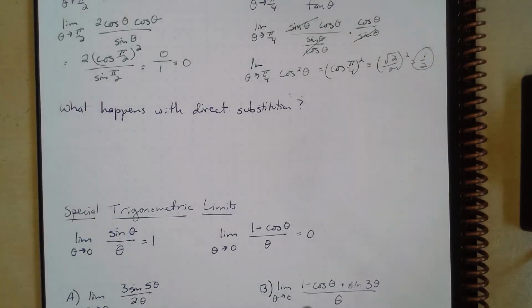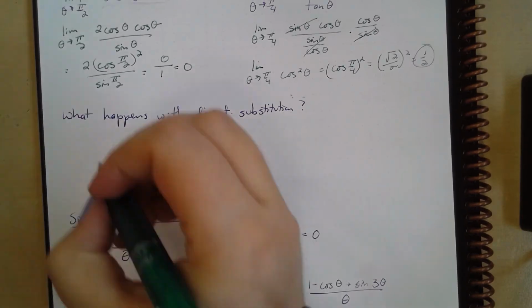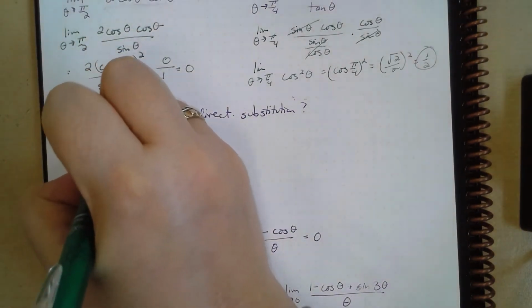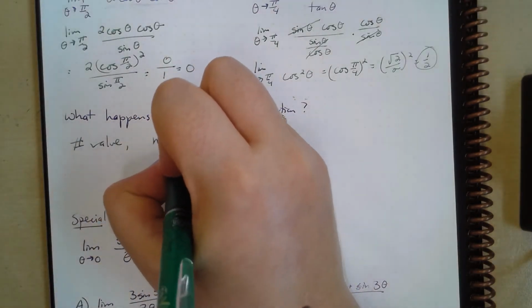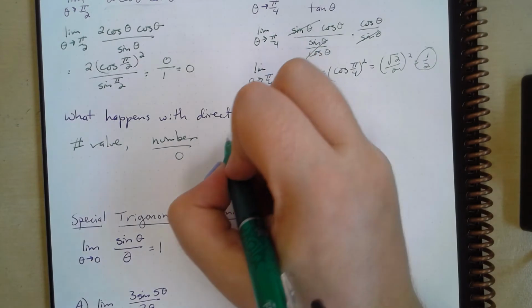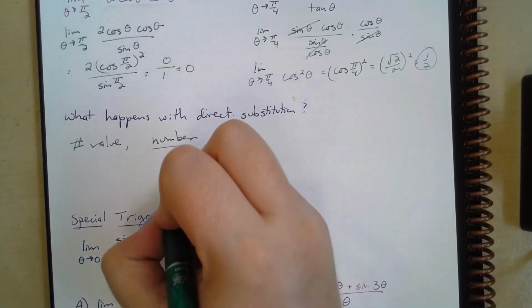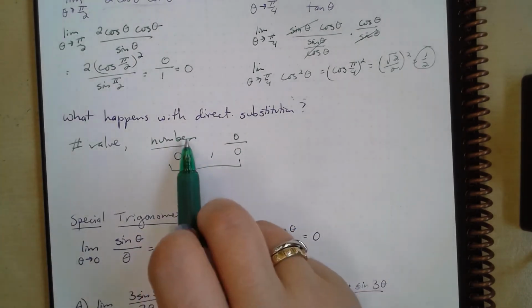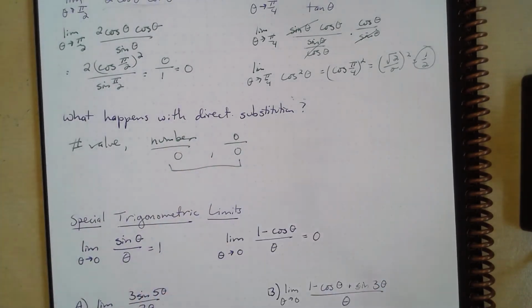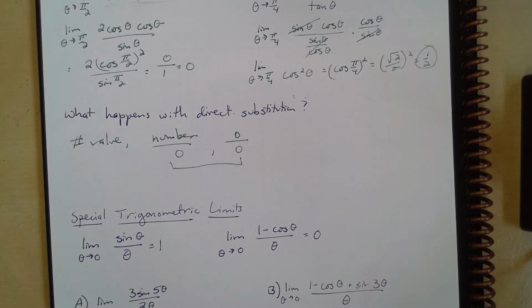So what's going to happen when you do direct substitution? Well, one of three things. Either you're going to get a number value, which is normal, straightforward, or you're going to get a number over 0, or you're going to get 0 over 0. And these two situations are a problem. These are indeterminate forms. So you might need to look at one-sided limits. You might have to use infinity, negative infinity, does not exist. Or you might have to simplify this. But be aware that number over 0 and 0 over 0, those are going to be issues and something that you should be looking at, right?